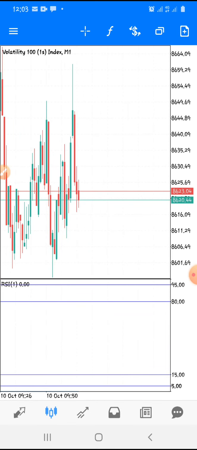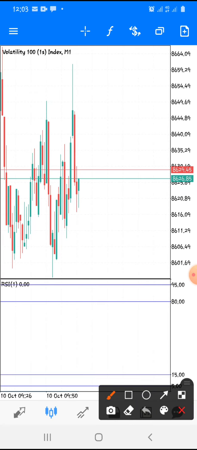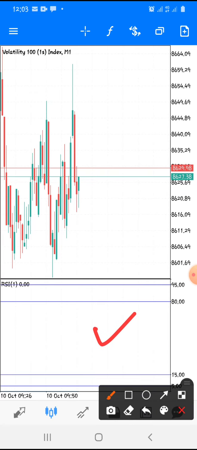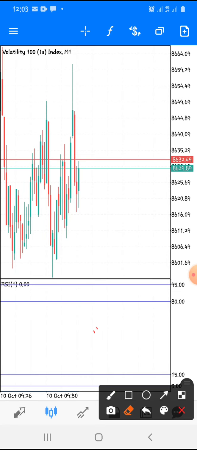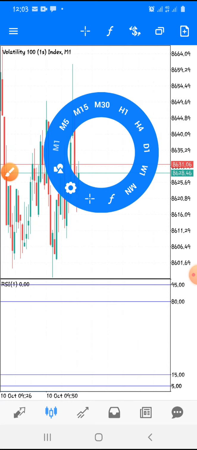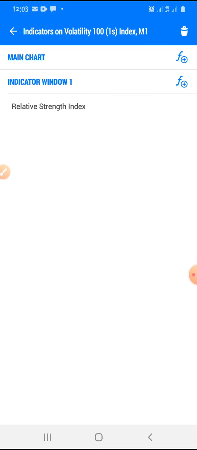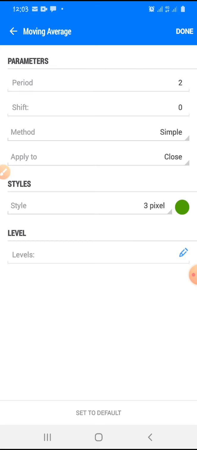So this is what you're going to see on your chart. Here is the chart. That's what you're going to see. And then we click at the center of our chart. We click frequency. On the same indicator window 1, we click add. Next to the frequency, we click moving average, which is MA.